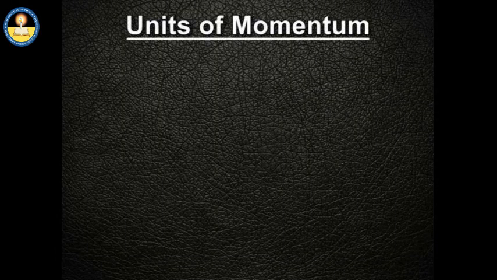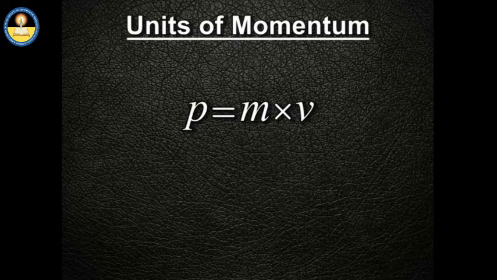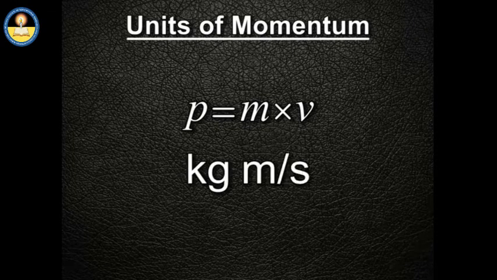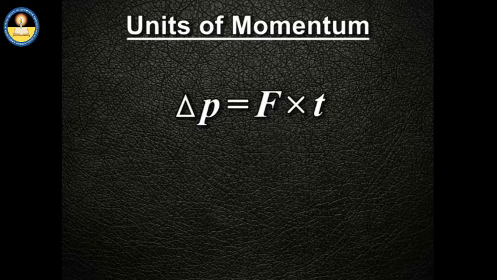Since the momentum of an object is equal to the product of the mass of the object and its velocity, the units for momentum can be obtained by multiplying the units of mass and velocity, that is kilogram meter per second. Change in the momentum of an object is equal to the product of the force on the object and the time interval. Therefore, Newton second is also a measuring unit of momentum.